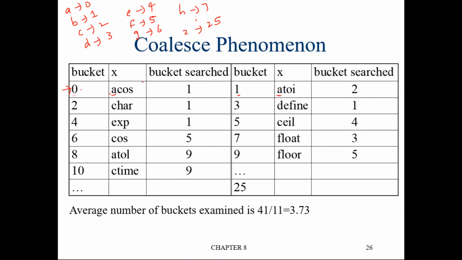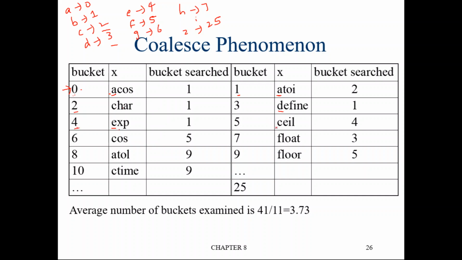Next, character. It is supposed to map to the second location. A, B, C. C is 2. The second location is empty, so it is mapped to the second location. Next is define. It starts with D. It is supposed to map to the third location. It is empty, so it is mapped to the third location. Next is EXP. EXP starts with E. It is supposed to map to the fourth location. This location is empty, so it is mapped to the fourth location.